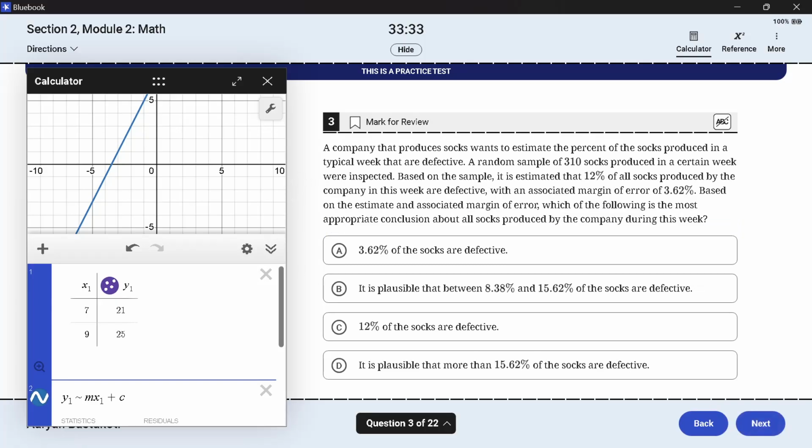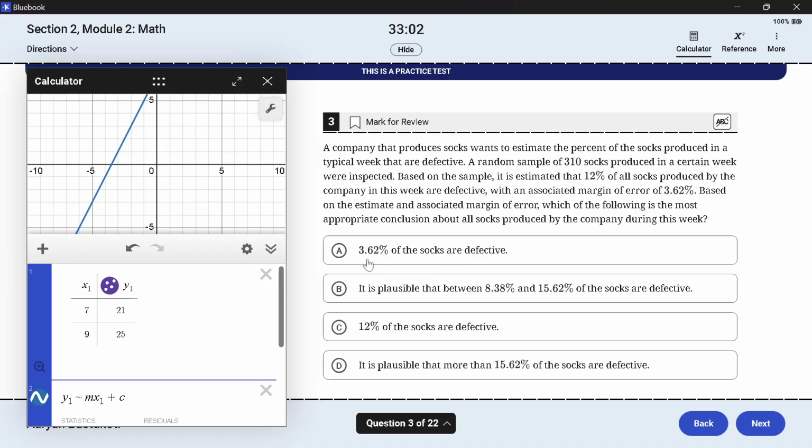A company that produces socks wants to estimate the percent of socks produced in a typical week that are defective. A random sample of 310 socks produced in a certain week were inspected. Based on the sample, it is estimated that 12% of all socks produced by the company in this week are defective, with an associated margin of error of 3.62%. Based on the estimate and associated margin of error, which of the following is the most appropriate conclusion about all socks produced by the company during this week?